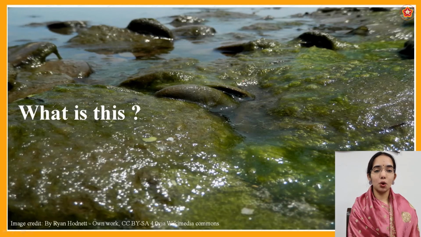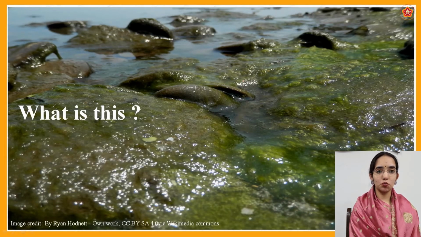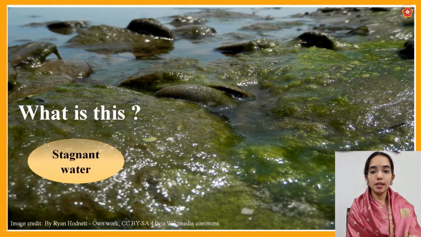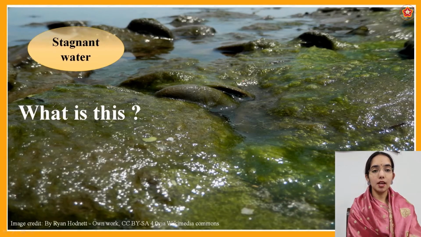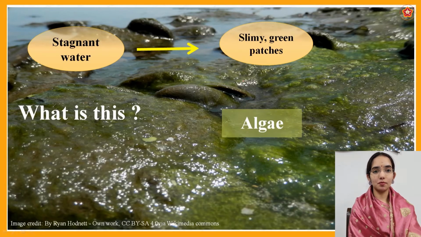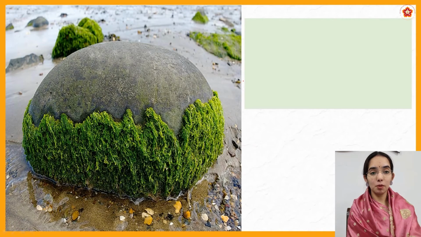What is this? What do you see in this image over here? You can see these slimy green patches, right? Wherever there is stagnant water, there is a very high possibility of the growth of these slimy green patches. And these slimy green patches are called algae. Let's study more about algae.